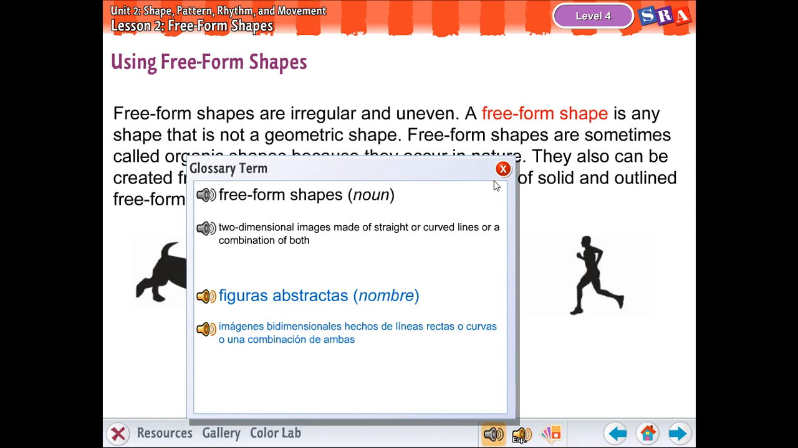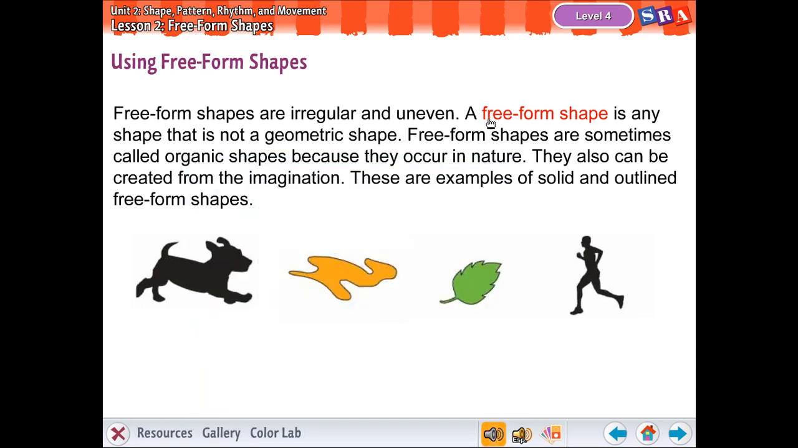Two-dimensional images made of straight or curved lines or a combination of both. Okay, so remember, a freeform shape is any shape that's not geometric. It's sometimes called organic because they occur in nature. They can also be created from your imagination. These are some examples, by the way: a dog, a blob, a leaf, and a person are considered freeform shapes.